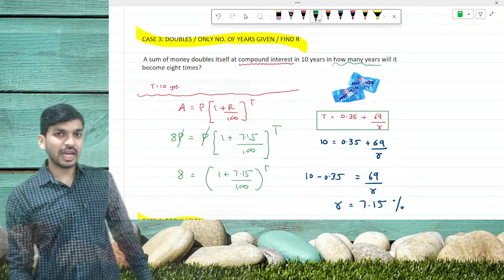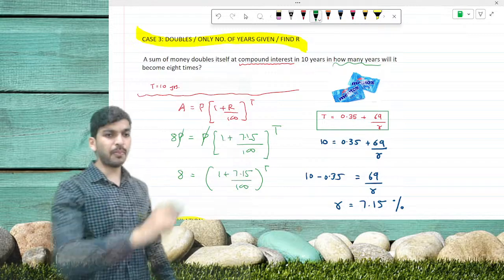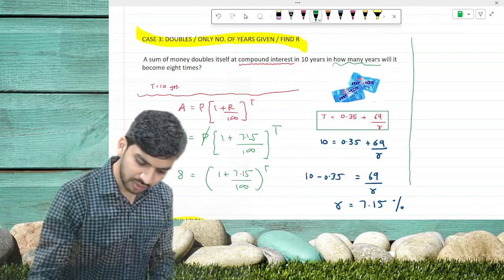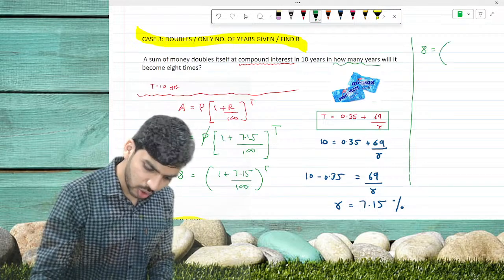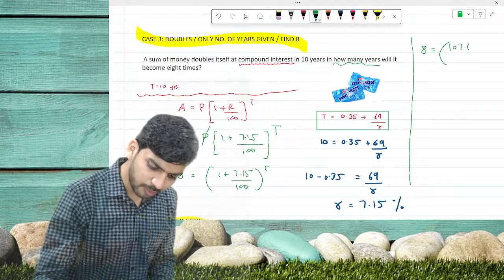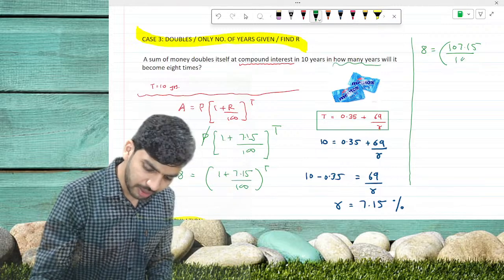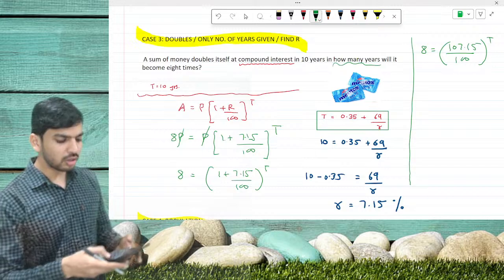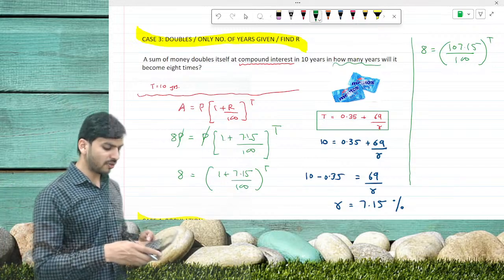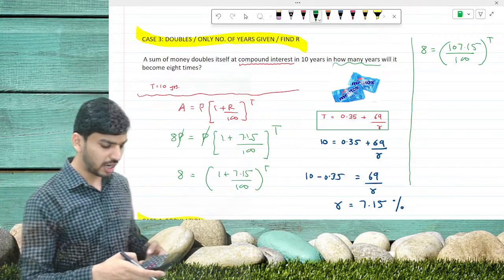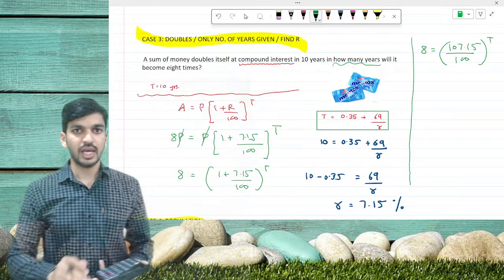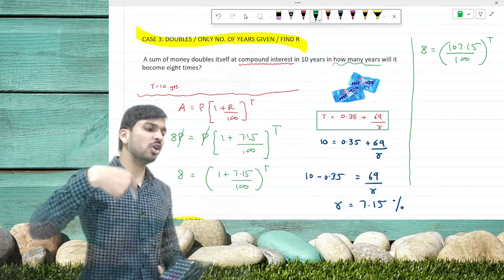Now what we can do is take the LCM in the bracket. Let me solve it on this side. So 8 will be equal to 107.15 divided by 100 to the power t. Now calculate on this calculator. 107.15 divided by 100 gives 1.0715. Now with this value, how do we find the value of t?